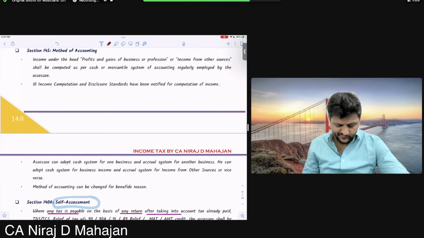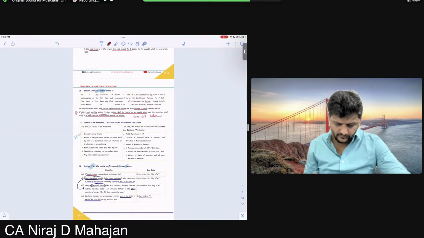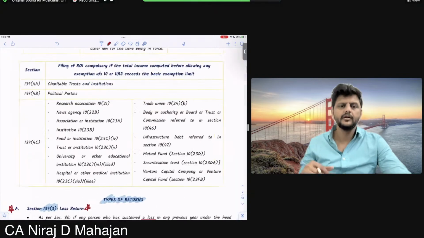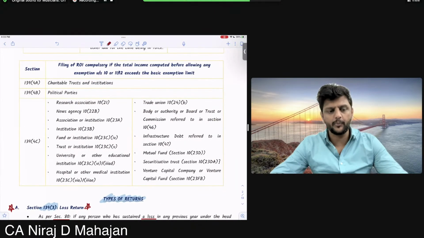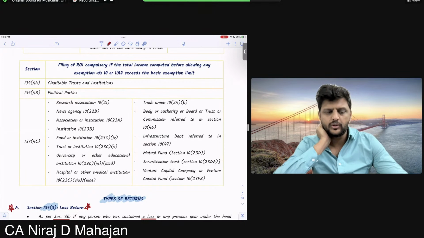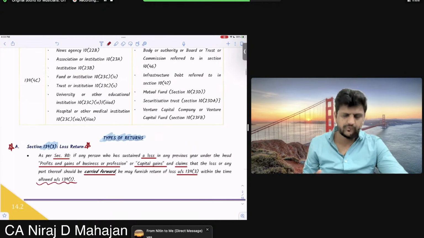Everyone look here. That part please keep in mind properly. You'll have to read it again and again, by heart, that who are eligible to authenticate or sign on behalf of the assessee. Okay? Come to 14.2.